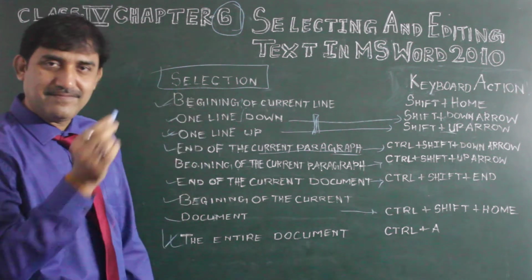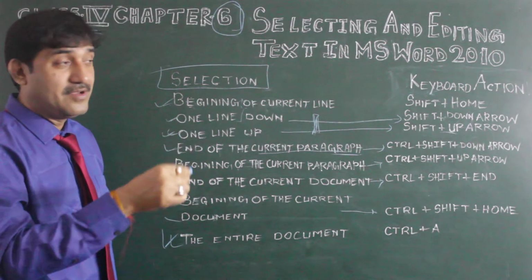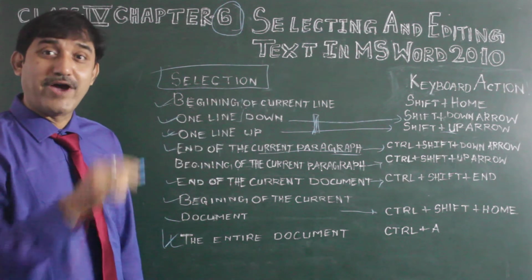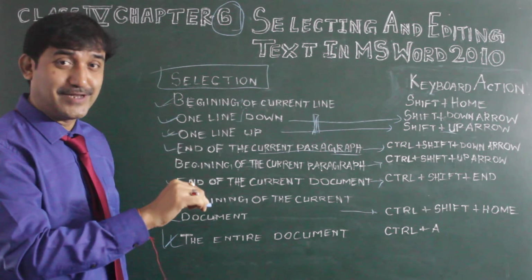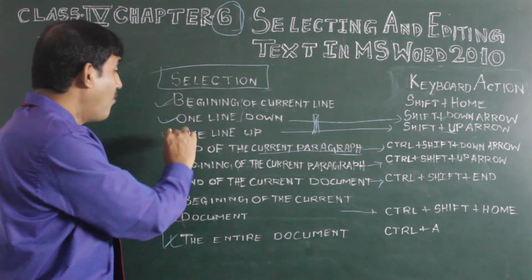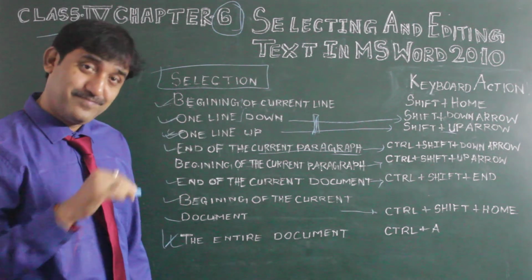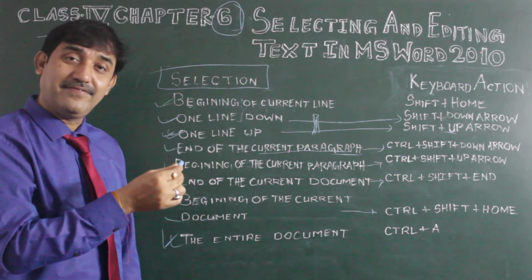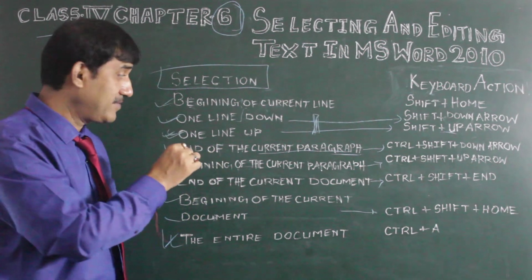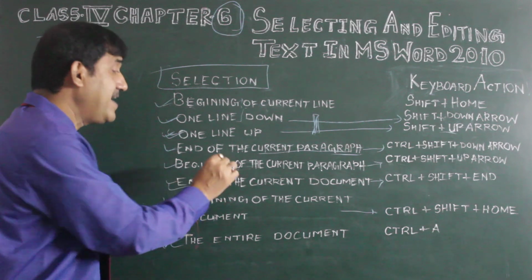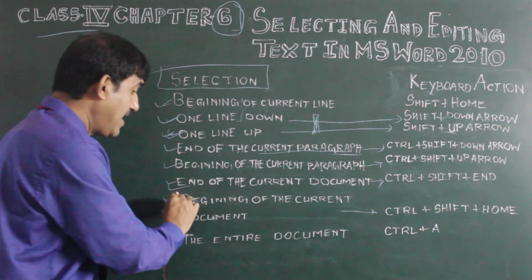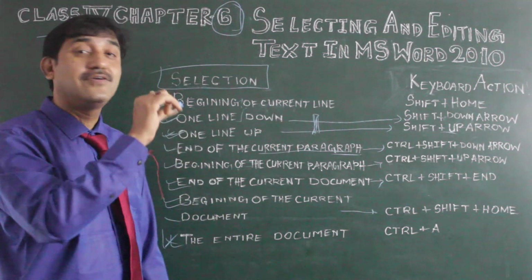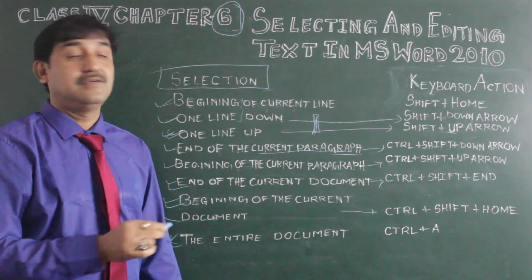Beginning of the current line means from the cursor, obviously, from where the cursor is to the beginning of the current line. One line down, where the cursor is up to that mark, it will go to the next line. One line up, from the cursor again, will be selected. Beginning of the current paragraph, where the cursor is, goes to the beginning of the paragraph. End of the current document from the cursor and beginning of the current document, and lastly selection of the whole or the entire document, Ctrl A.